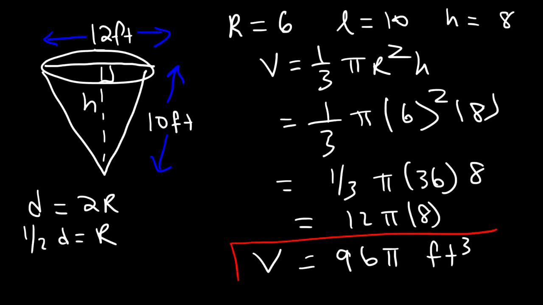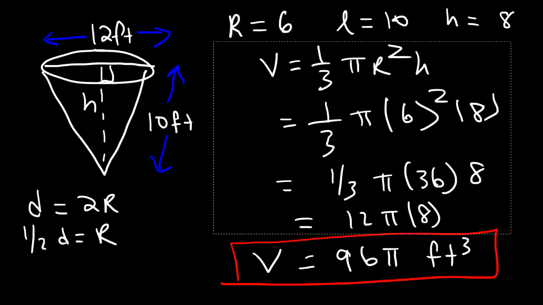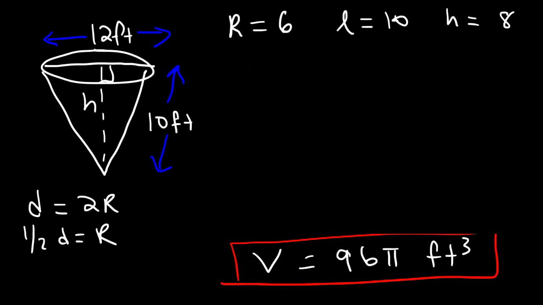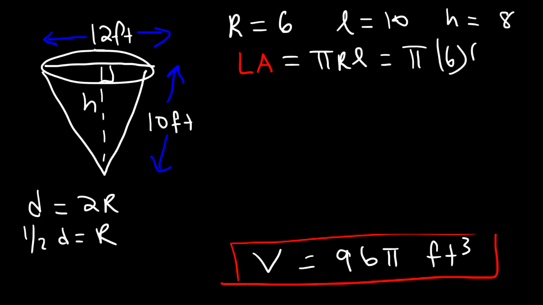Now that we have the volume, let's go ahead and calculate the lateral area. So that's going to be pi RL. R is 6, L is 10, 6 times 10 is 60. So the lateral area is 60 pi square feet.